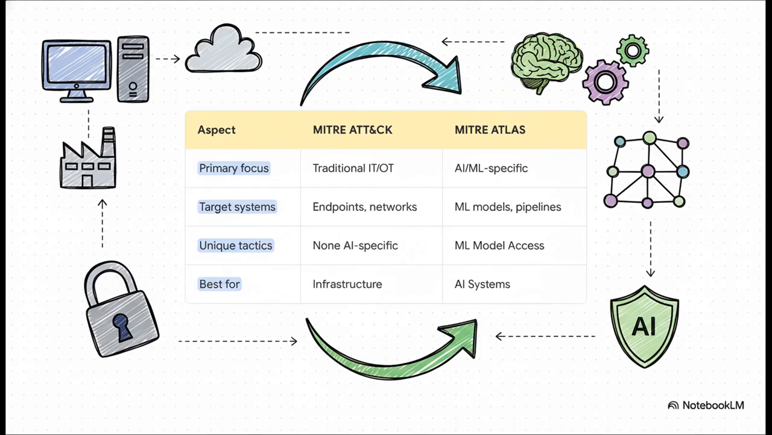This little table here really puts it all into perspective. You can see it clear as day. ATT&CK is for your traditional IT, and Atlas zooms right in on the ML models and pipelines. Now, here's the most important thing to take away. For the exam and for the real world, these two aren't enemies. They work together. You're going to use ATT&CK for the infrastructure the AI runs on, and you'll use Atlas for the AI system itself. It's a one-two punch.